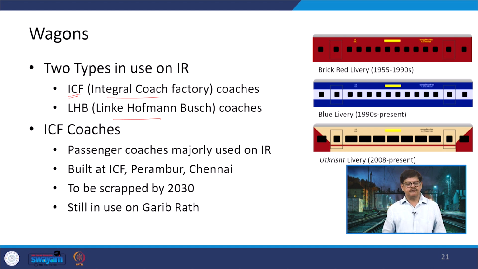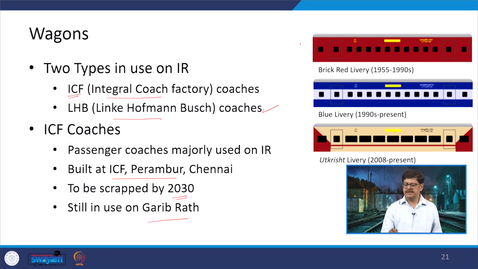Majorly, ICF coaches have been used on Indian Railways, but once the second set of coaches came, they have many benefits, and looking at those benefits, Indian Railways has slowly started changing to LHB coaches. These ICF coaches have been built at ICF Perambur, Chennai. They are going to be scrapped by 2030, and if you remember that we talked about the Indian Rail plan of 2030, that's what it is talking about. They are still in use on the Garib Rath.